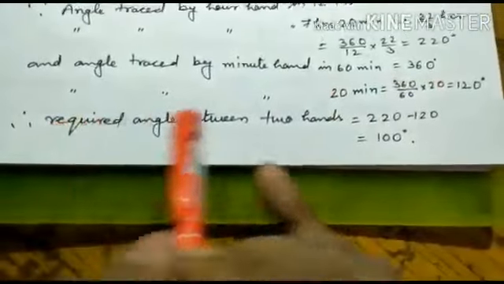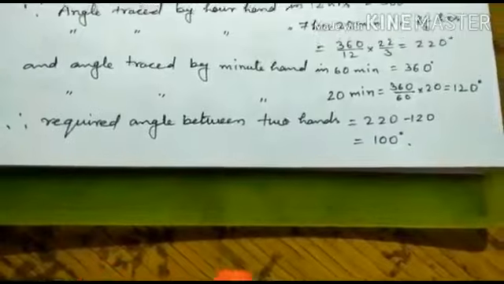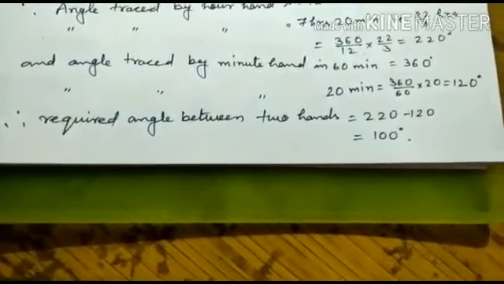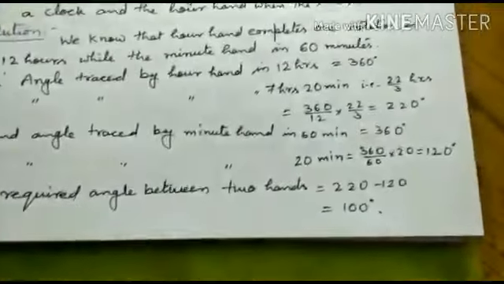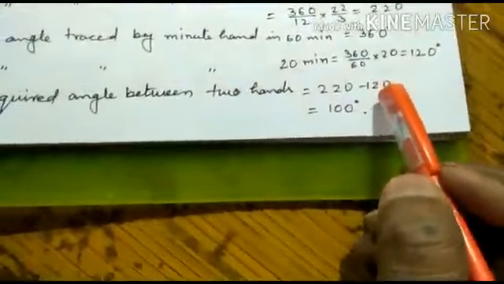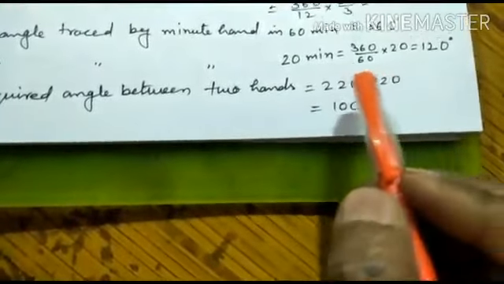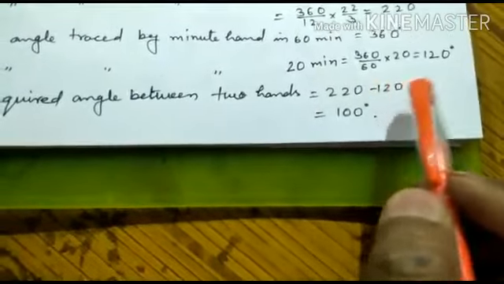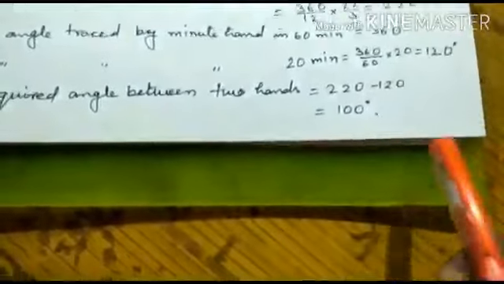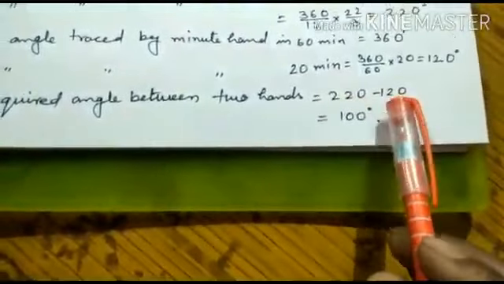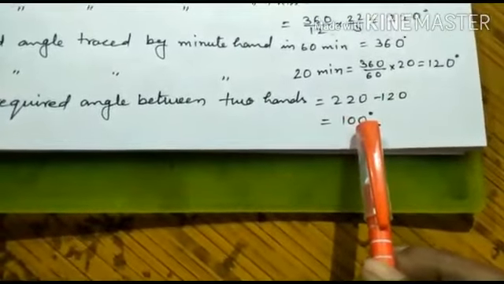So the required angle between the two hands, that is the hour hand and the minute hand, at 7:20 am is 220 minus 120, which is equal to 100 degrees. We have to take the difference between the two angles, which is 220 minus 120, that is 100 degrees. That's it.